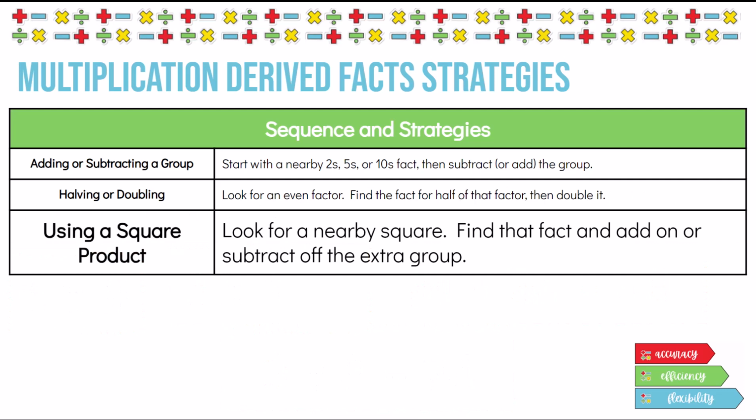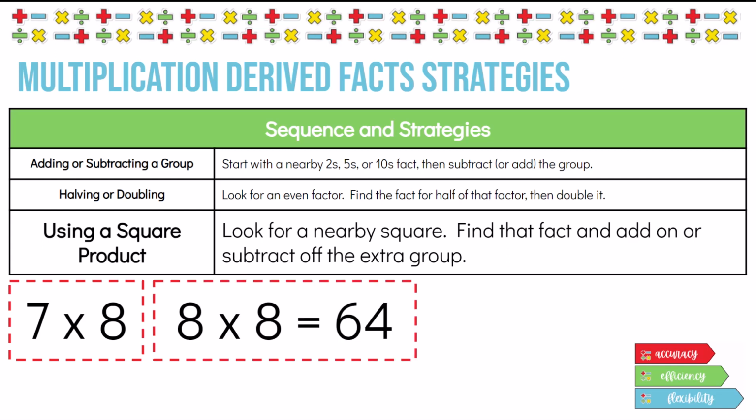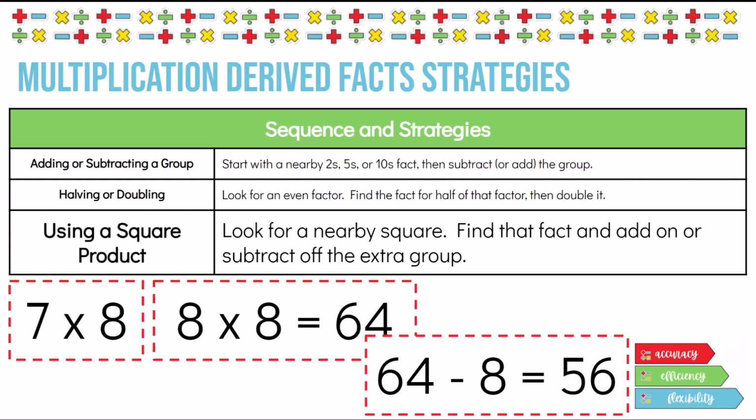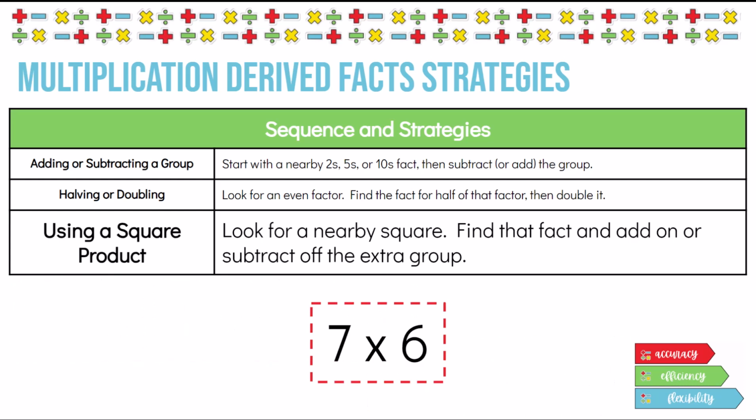Multiplication squares can also be used to solve related facts and is an effective approach for some of the most challenging facts, such as 7 times 8 or 6 times 7. Students can apply their understanding of adding or subtracting a group to a nearby square, such as by solving 7 times 8. I can think, I know that 8 times 8 is 64, and if I subtract one group of 8, I get 56.